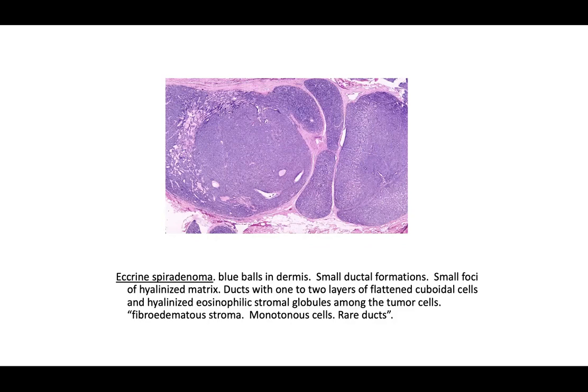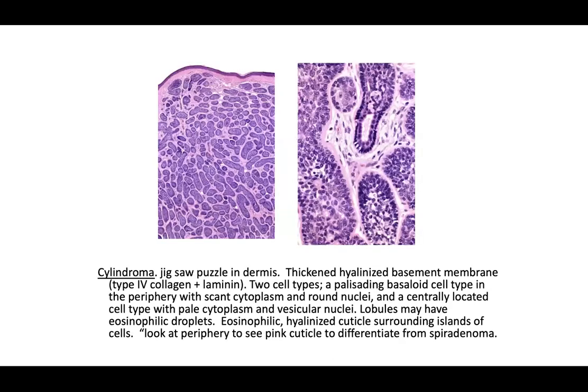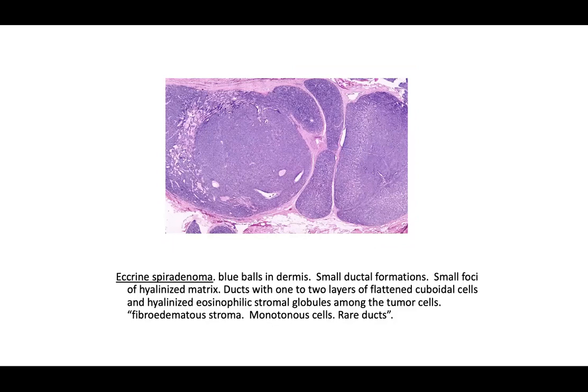You can see small ductal formations in these neoplasms. Again, these are derived from eccrine ducts. Small foci of hyalinized matrix, the ducts with 1 or 2 layers of flattened cuboidal cells. And you can see on higher power these collections of hyalinized eosinophilic stromal globules, which are essentially made of the same type 4 collagen and laminin that form the outer layer of the jigsaw puzzle pieces in a cylindroma. Monotonous cells, fibroedematous stroma, rare ducts. This is a spiradenoma.